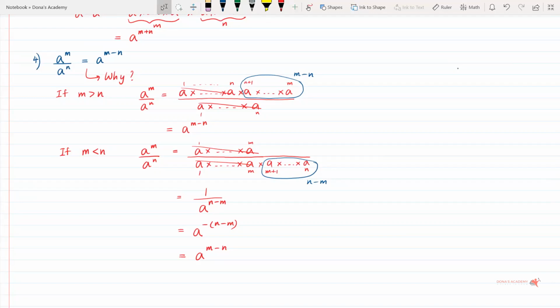Now what if m and n are equal to each other? In that case, we get 1, right? So we get a to the power 0, and we get 1. Alright, this is the fourth law.